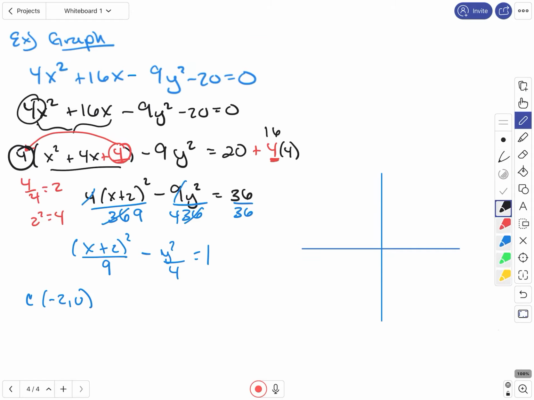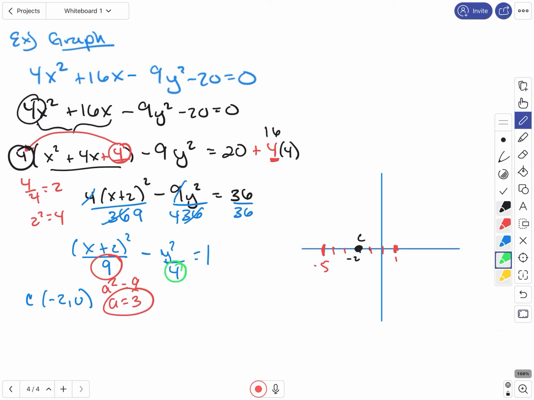All right. So center is at x equals -2, y is 0. Here's our center. The number under the x is 9. So that means if this is a squared, then a is 3. So we're going to go left and right 3. 1, 2, 3. 1, 2, 3. That'll give us the left and right edges of our box.